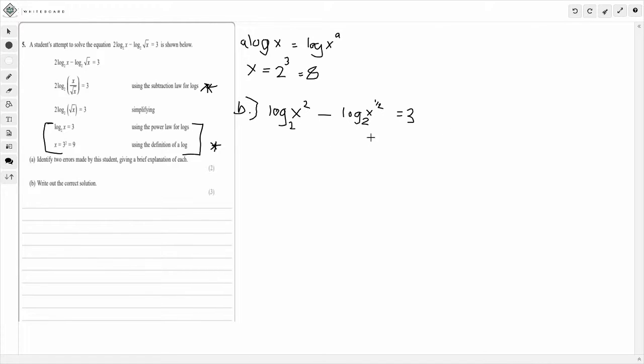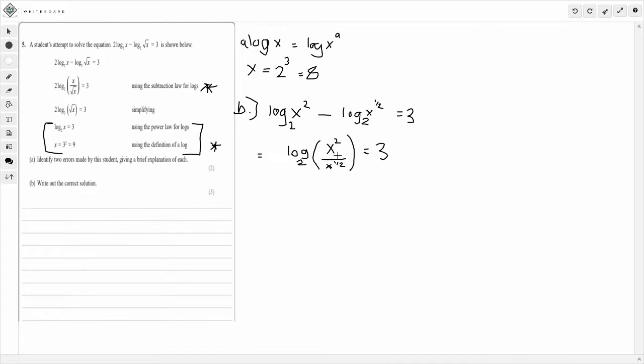Now we can use the subtraction law, which is where this was incorrectly used, because we have it as a power now. So this is the same as one single log base 2 of x squared divided by x to the half, with x to the half in the denominator, and this is equal to 3. Now, there's a couple of ways you can do this, but I'll try and do it the way I think is easiest. So straight away, let's simplify these indices.